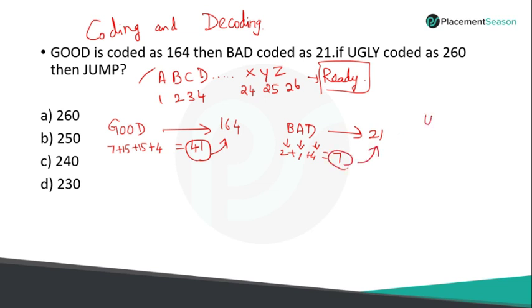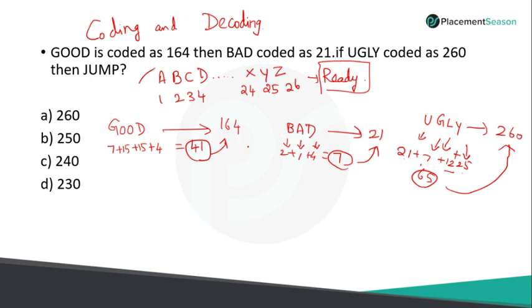Look at the next word. UGLY is coded as 260. U stands for 21, the 21st alphabet, G is the 7th alphabet, L is the 12th alphabet, and Y is the 25th alphabet. What is the summation? 21 plus 7 is 28, 28 plus 12 is 40, plus 25 is 65. So 65 is somehow related to 260.